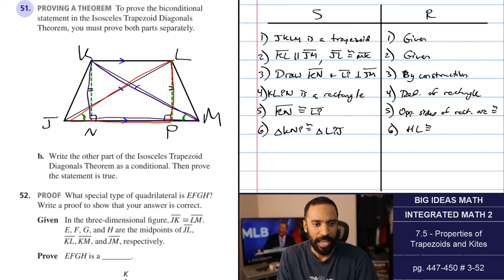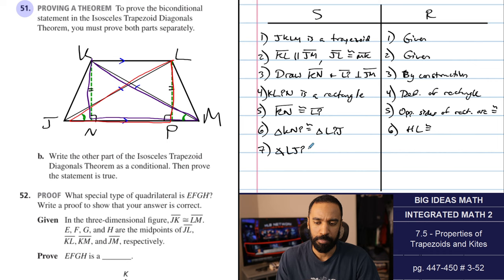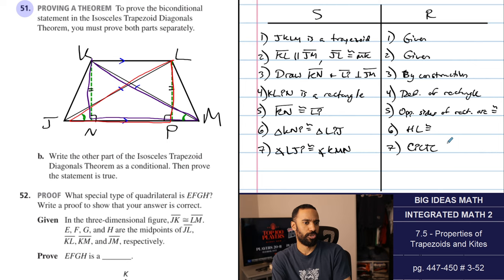Angle LJP congruent to angle, what is that? KMN. By CPCTC. So if those are congruent, now I can prove another two sets of triangles are congruent. Now I can say JM's congruent to itself.